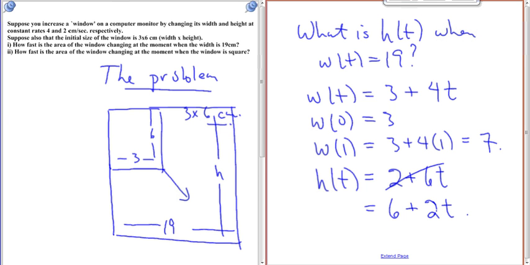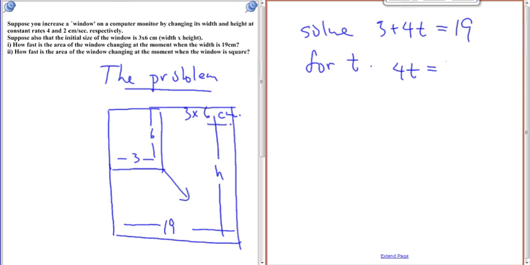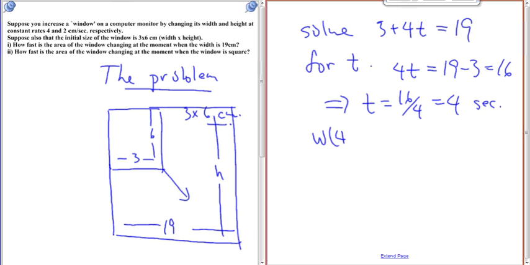Well, what I'm thinking is that if I could determine the time when this quantity is 19, I could use that time to evaluate the height using this equation. So let's do that. Solve 3 plus 4t equals 19 for t. That's not so hard. Subtract 3: 4t equals 19 minus 3, 16. That gives t equals 16 over 4 equals 4 seconds. At 4 seconds, the width is 19. W of 4 is 19.